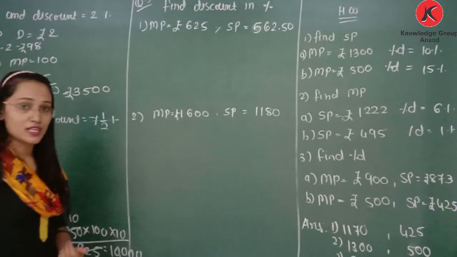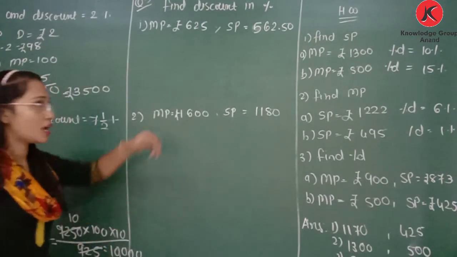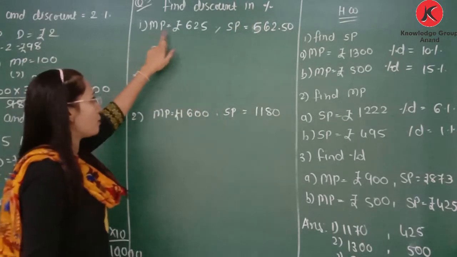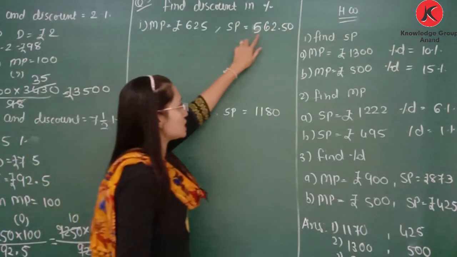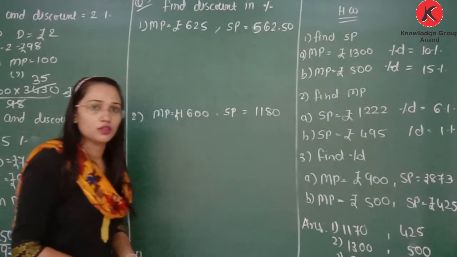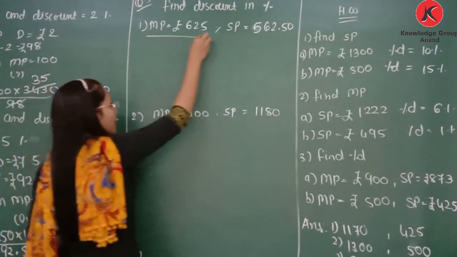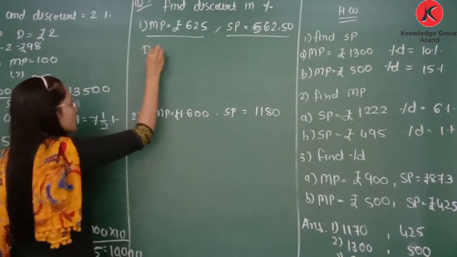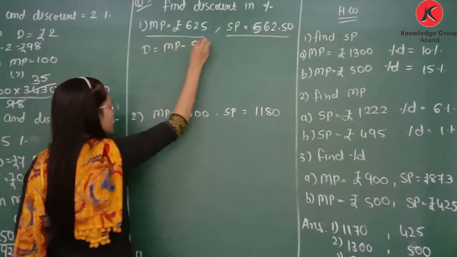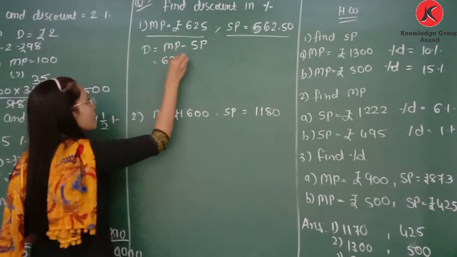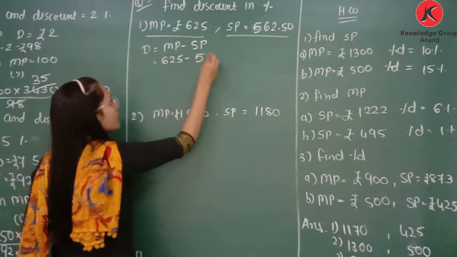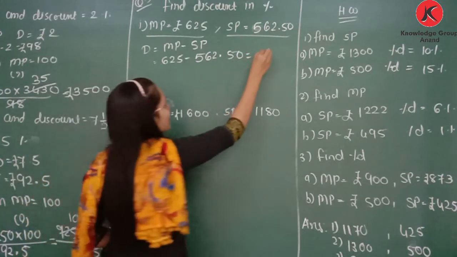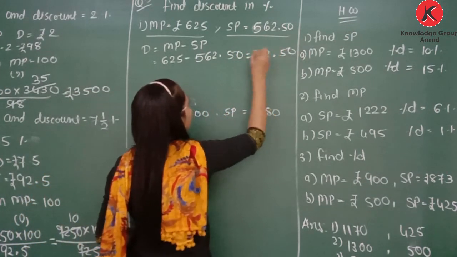Let's start the example in which we need to find the discount percentage. Here the question is mark price is 625, selling price is 562.50. Okay. In the question mark price is given and selling price is given. So what is the discount in rupees? That is mark price minus selling price. So it is 625 minus 562.50. Now perform the subtraction, you will get 62.50.